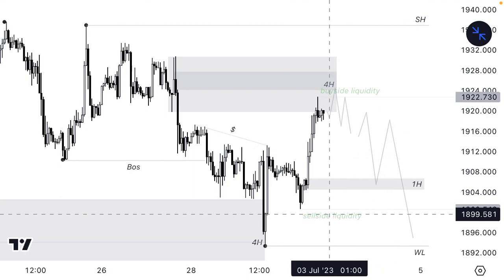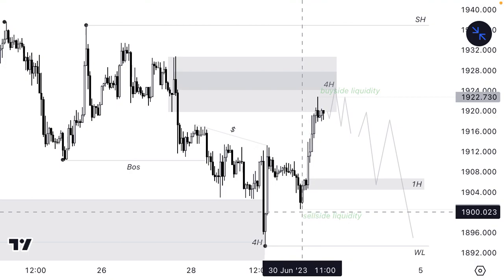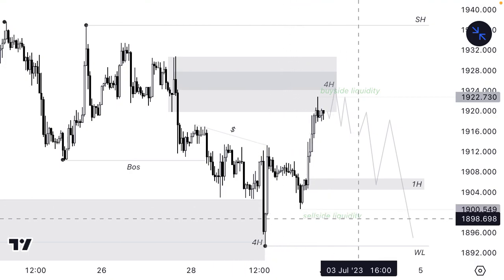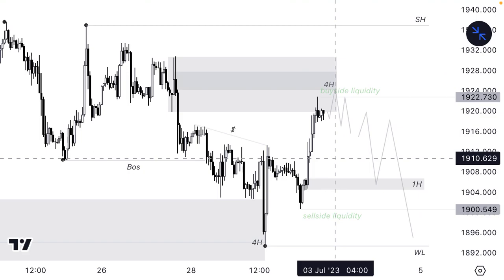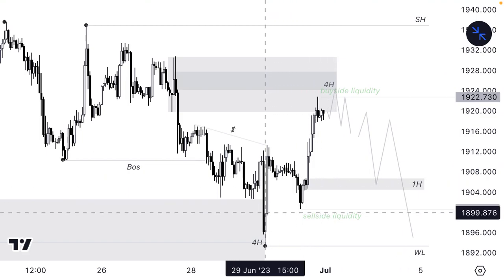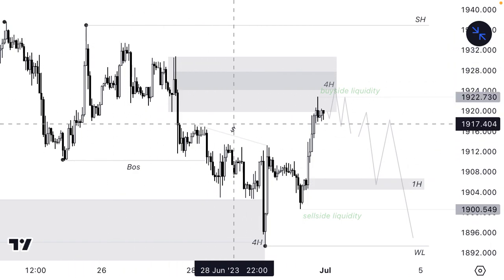Where I think if price wanted to turn to the upside, price will just come to this area, mitigate this, and then continue to the upside. But by the way, price is not going to be doing that, because price is in a bearish structure.